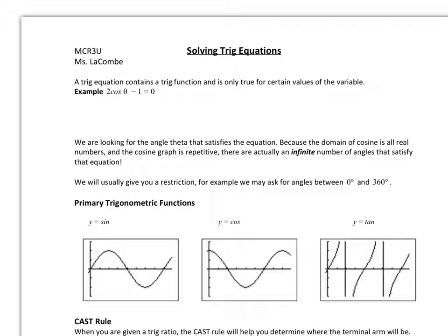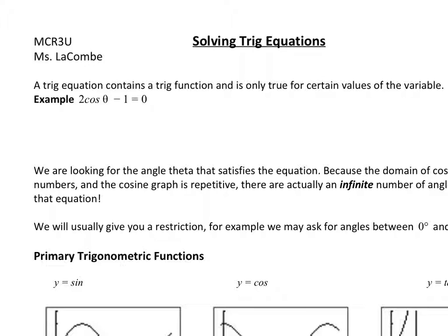But because technically there is no restriction on the range, unless we set one, that value can occur over and over and over again. So we're going to look at how, when given a specific domain, we can solve a trig equation. If we look at this example of 2 cos theta minus 1 equals 0, we're looking for a specific value of theta that would make that equation true.